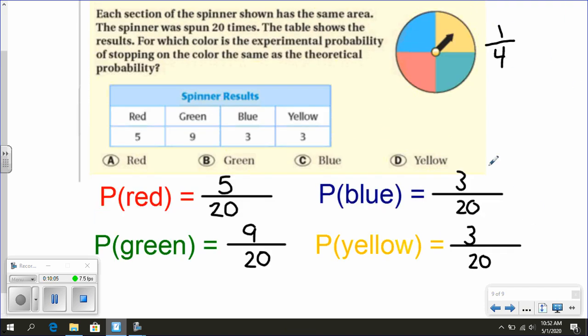Well, 1/4. None of these say 1/4, but if you look at red here, we see that this does simplify. So 5/20 does simplify to 1/4. So our answer is going to be A here. The theoretical probability, what should have happened, is the same as the experimental probability.